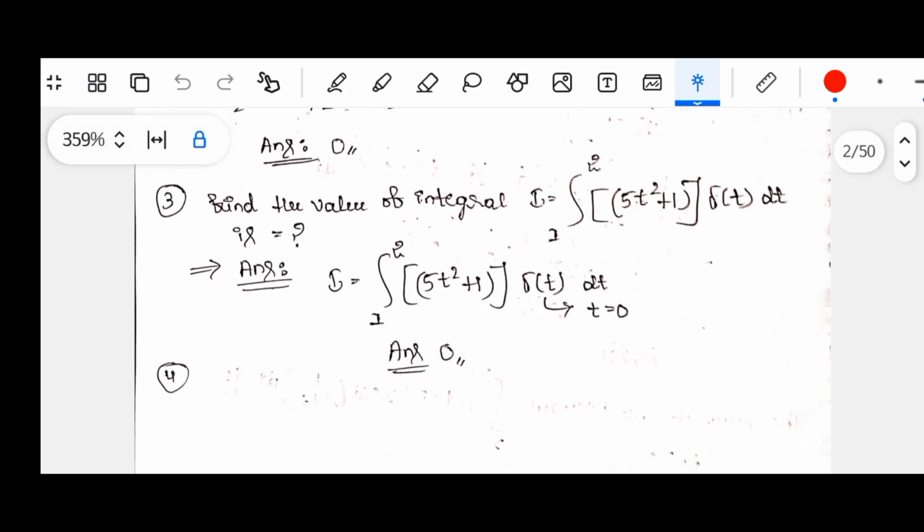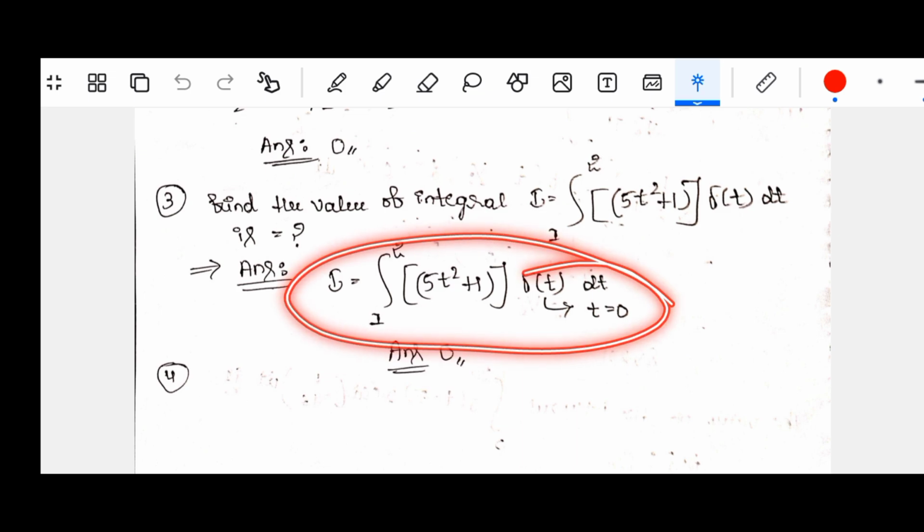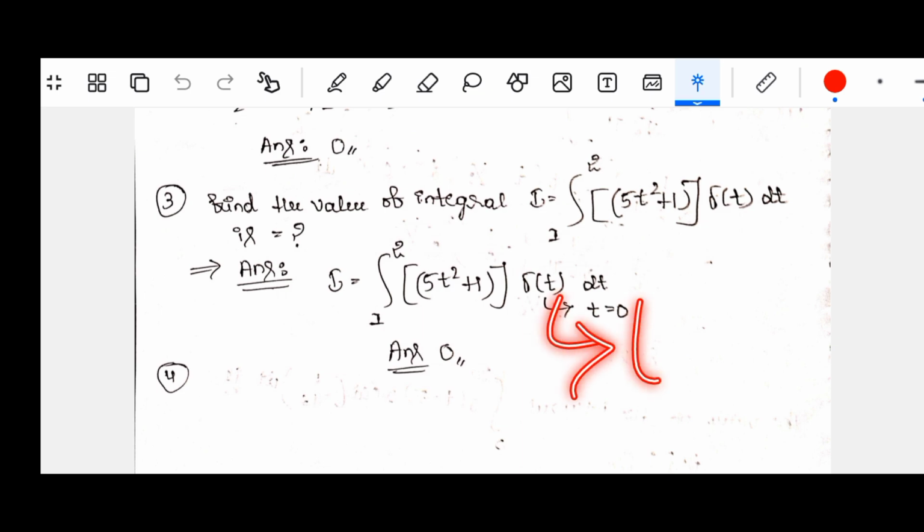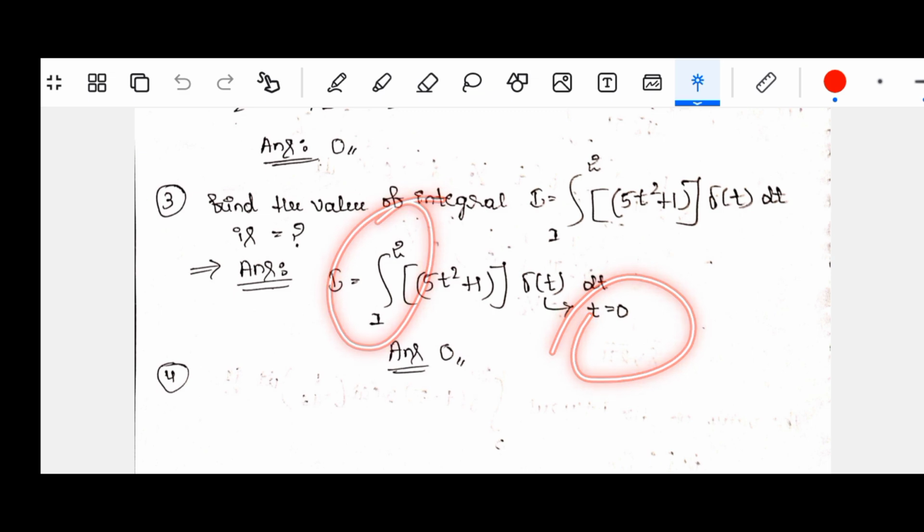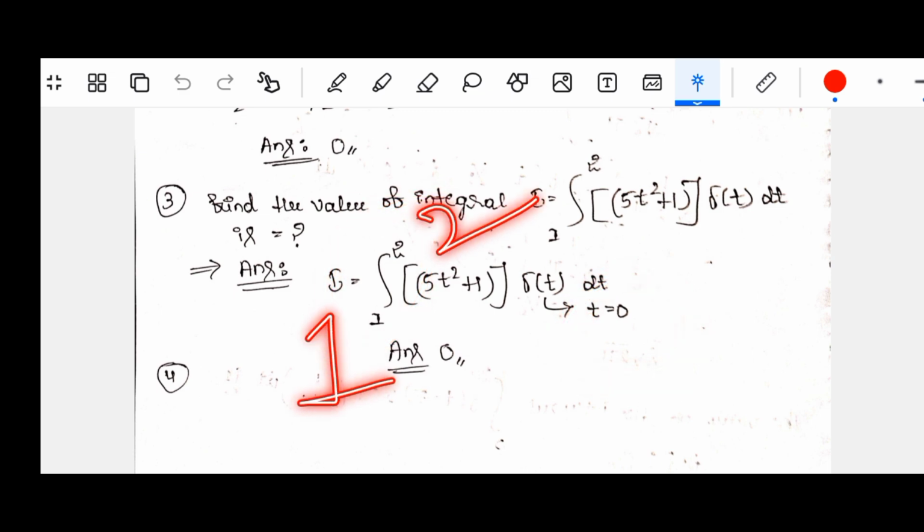Next, find the value of the given integral. I is equal to integration from 1 to 2 of 5t square plus 1 into delta t. Let's take the given equation and find out the location. T will be 0. See, the location is not present in the integration limit, because the integration limit is starting from 1 to 2. Therefore the answer will be 0.